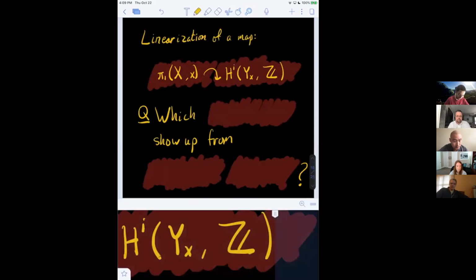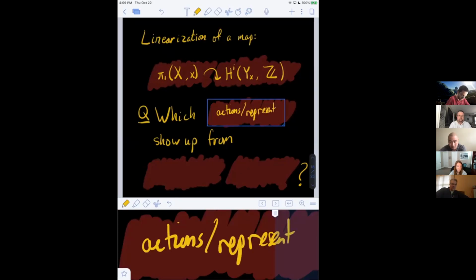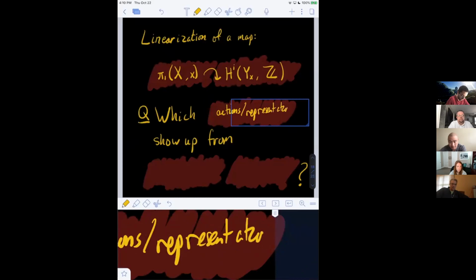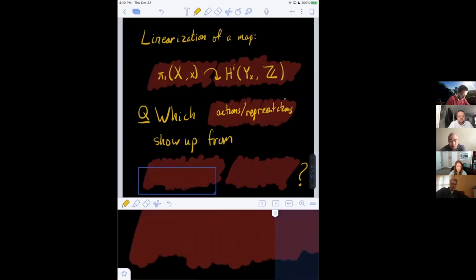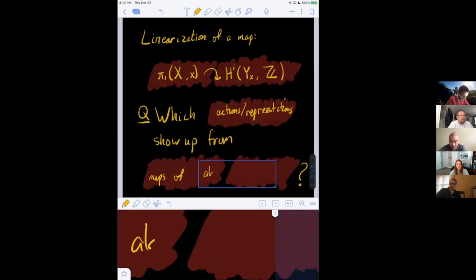So here's a version of our question from before. It's which actions like this, or which representations, show up from maps of algebraic varieties. And that cohomology is a vector space, right? So this is literally a representation in the sense of representation theory.